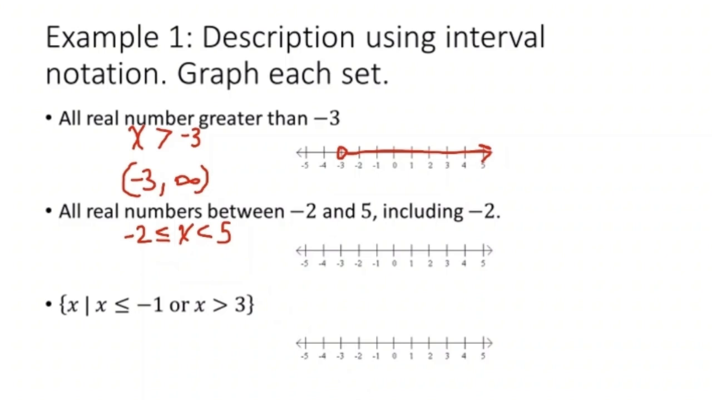Well, the two numbers involved, we see, are -2 and 5, since x has to be between them. But what do we put around the -2 and the 5? Well, since x can be equal to -2, we put a square bracket around -2. But x cannot be 5, so we put a parenthesis around 5.